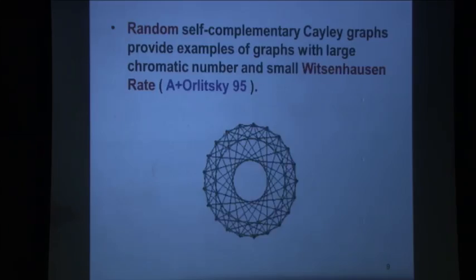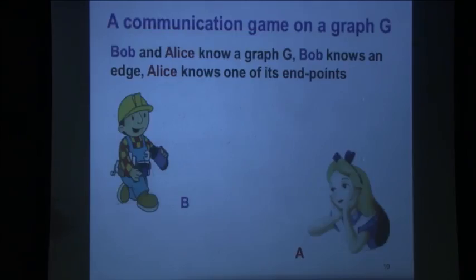The second motivation comes from information theory. So let me first say the buzzword, and then I'll say something about it. It turns out that random self-complementary Cayley graphs of appropriate groups provide examples of graphs with large chromatic number and relatively small something that's called Witsenhausen rate. This is something in a paper with Alon and Orlitsky, also a long time ago. And this Witsenhausen rate is something that arises in information theory. So let me tell you a little bit about that.